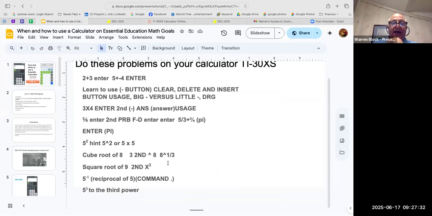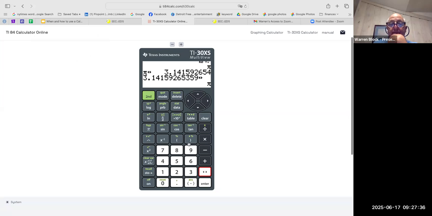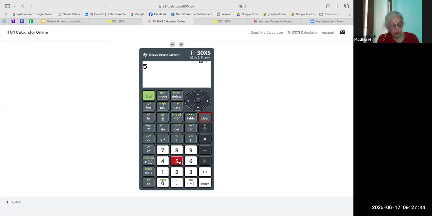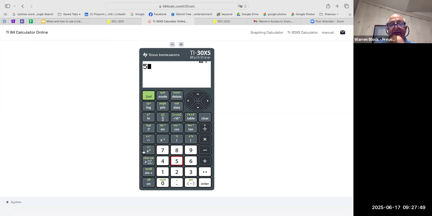Let's try 5 squared. So we're going to try to clear this other stuff out. So 5 squared. There's a squared button over here in the first column, 4th row up from the bottom. Says x squared. Puts a little 2 in there. And you could square it.